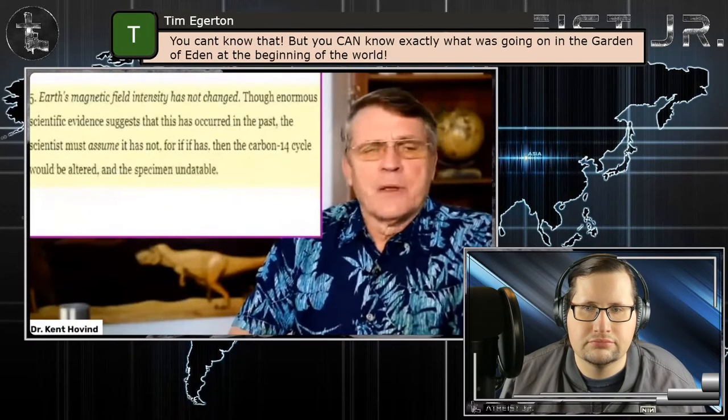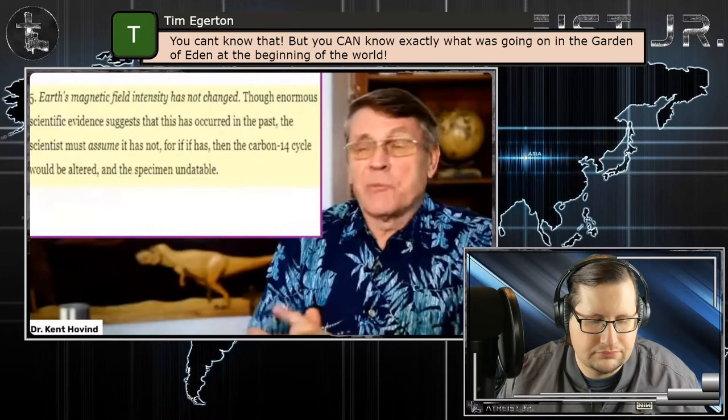Nobody can know that. Number five, Earth's magnetic field intensity has not changed. Because remember, the magnetic field blocks, filters out some of the UV light. So if the magnetic field is changing, and we know that changes all the time, the amount of C14 would be changing in the atmosphere. So you're trying to measure with a rubber ruler. How long is it? How long would you like it to be? That's what we got here, folks.